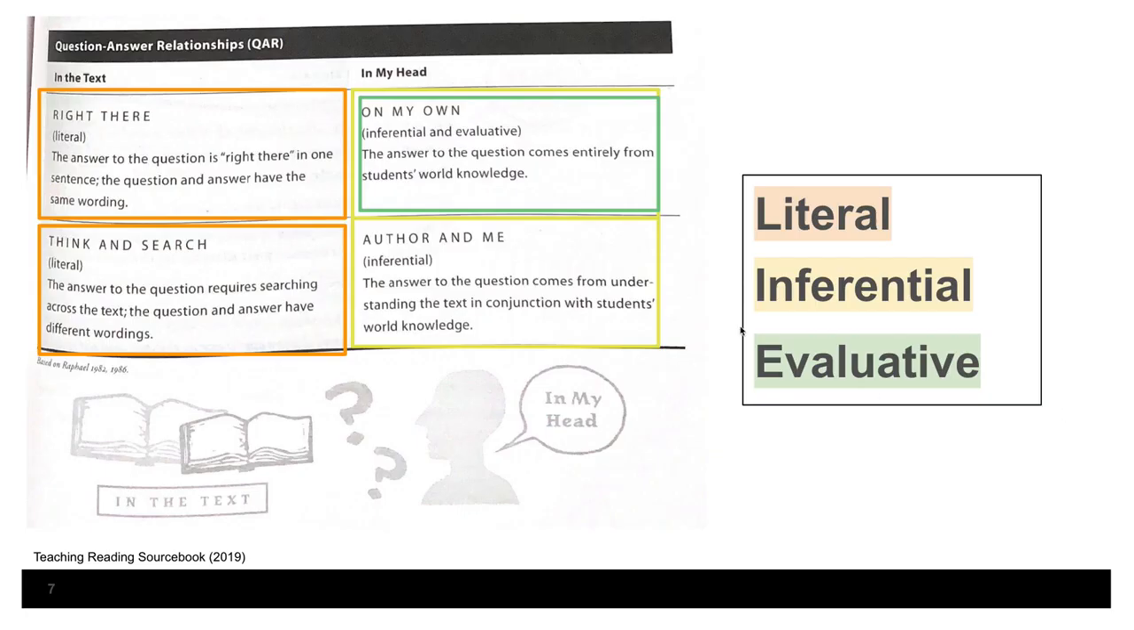Then we move into author and me questions, and those are questions where the child has to combine their world knowledge with what's in the text and make an inference. And then on my own questions are both inferential and evaluative. These come from the students' world knowledge. They don't have to use as much of the text. They're responding to the text and moving beyond the text.